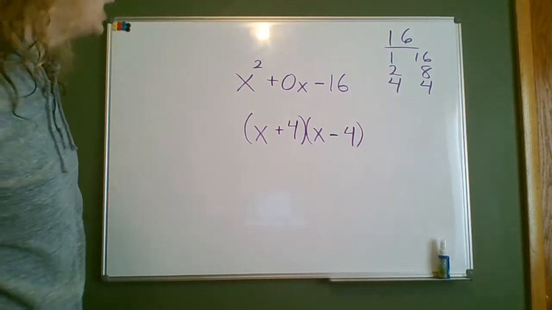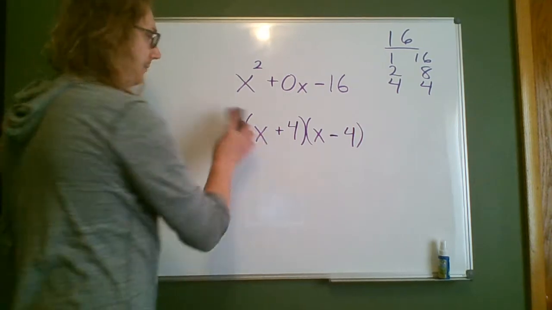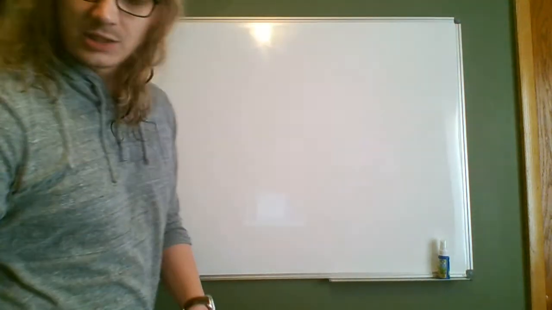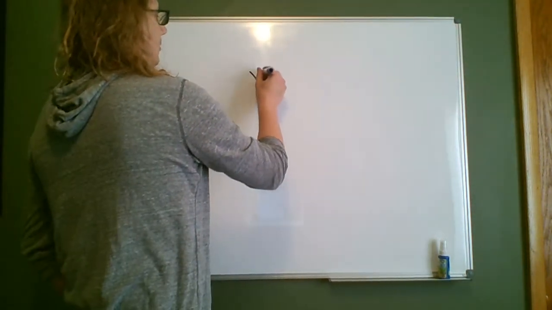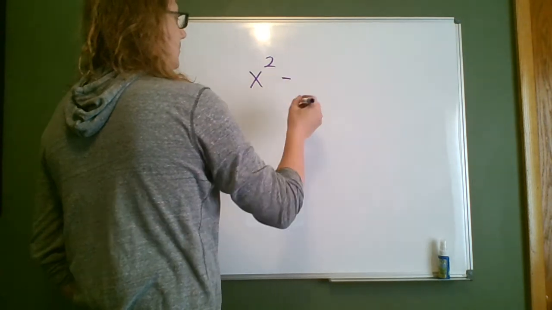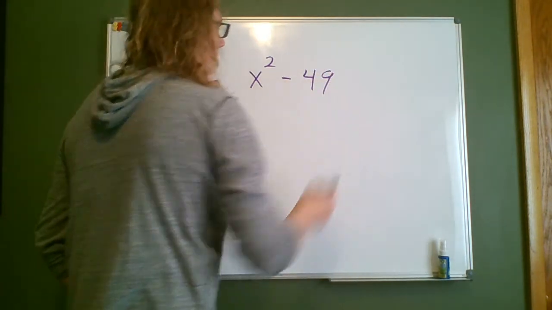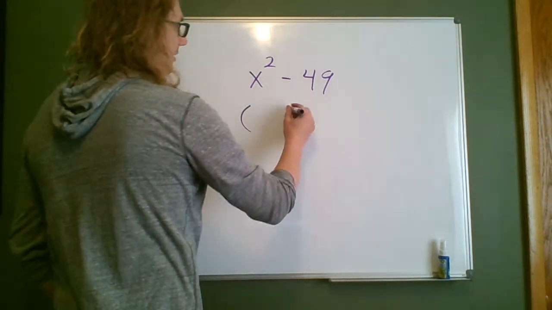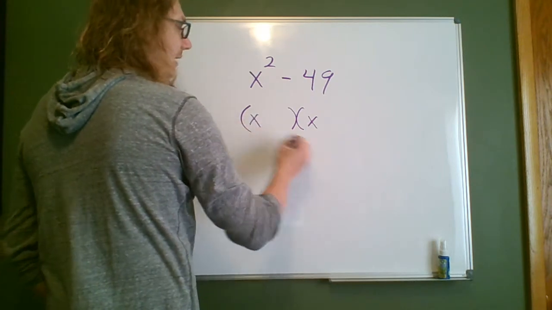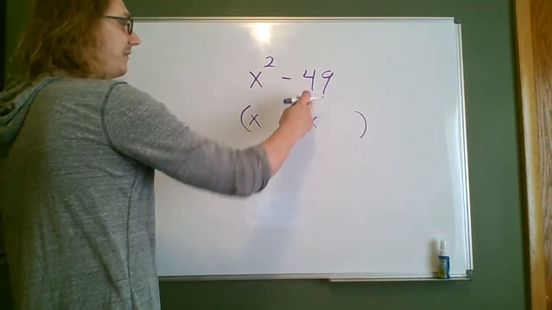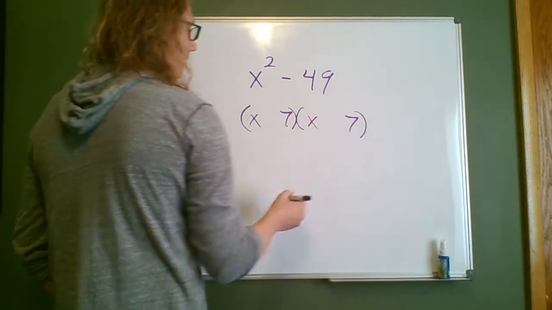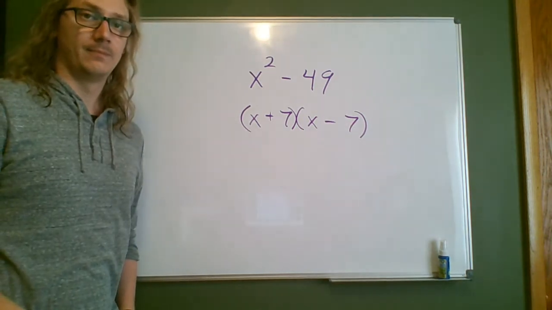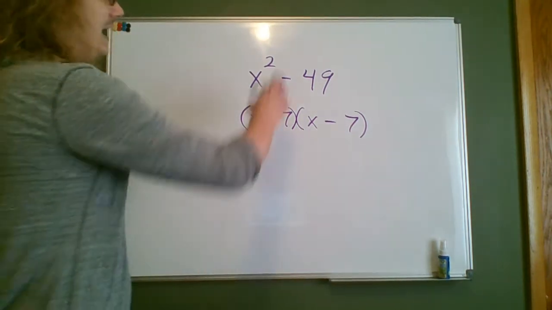So let me give you another problem, this time without the 0. Let's look at x squared minus 49. Now we know both of these are squares. We know that x squared is x times x. 49, the factors are 7 and 7. We need to add 7, and we need to subtract 7. And we're done. That 0x was just a placeholder.